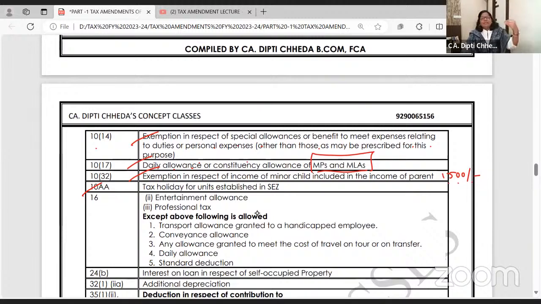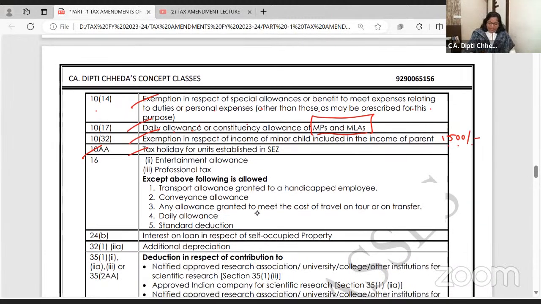Section 10AA is most important for AMT also. What is section 10AA? Your total turnover, total profit, export turnover of the SEZ, proportionate 50%, 100%. That you will not get if you are filing the return under default tax regime. Standard deduction, yes, it's allowed.